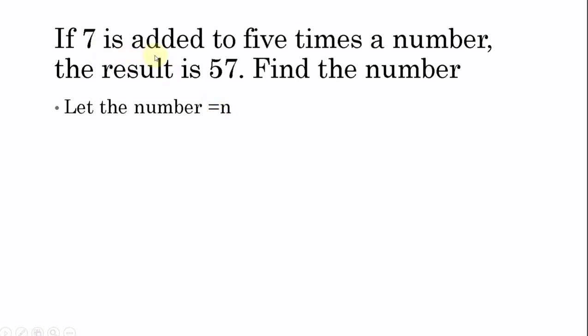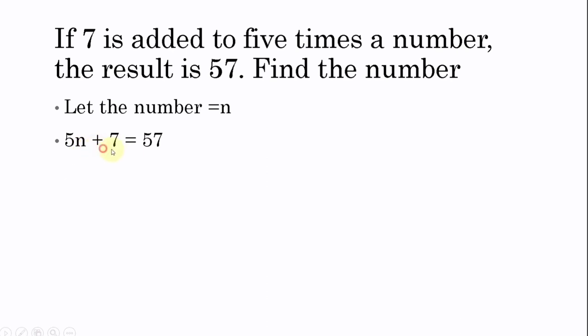Now 7 is added to 5 times a number. 5 times n and 7 is added. The result is equal to 57. Now we need to solve for n.